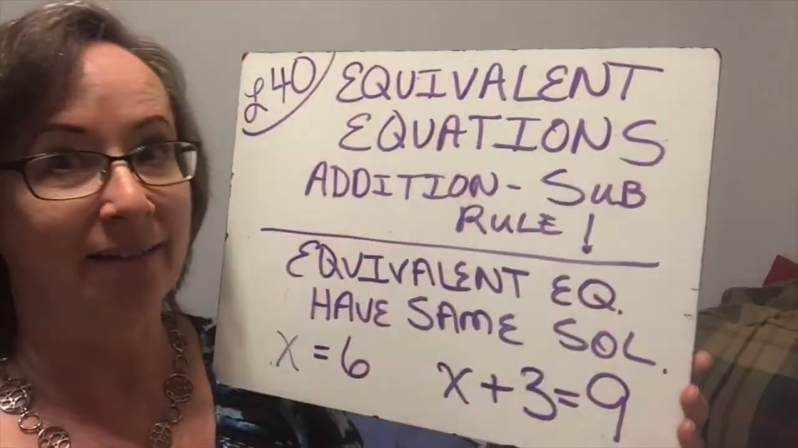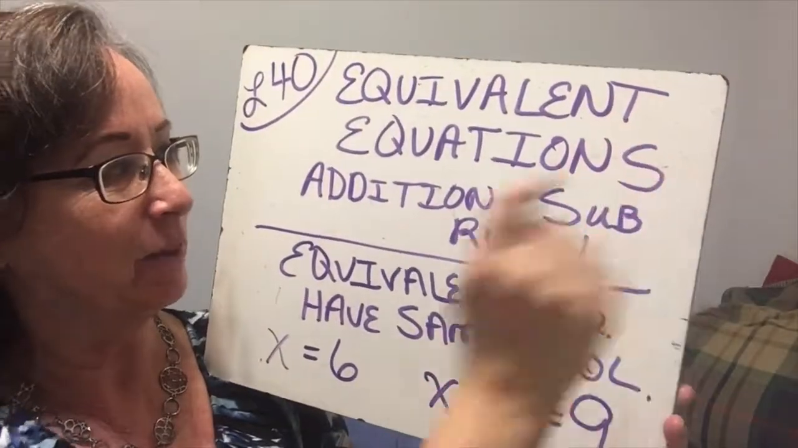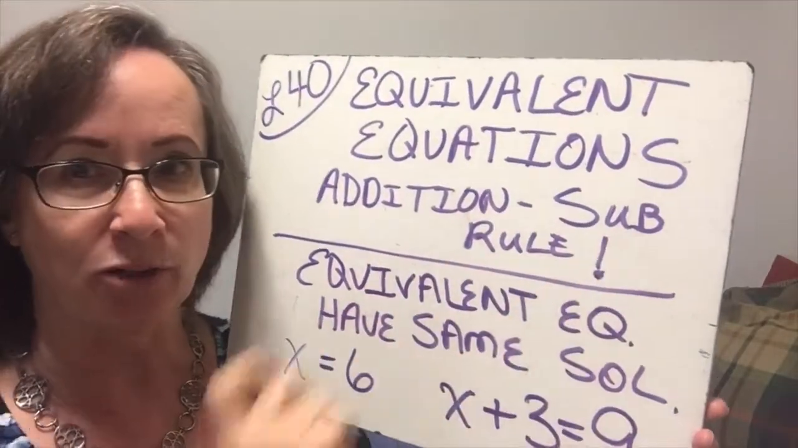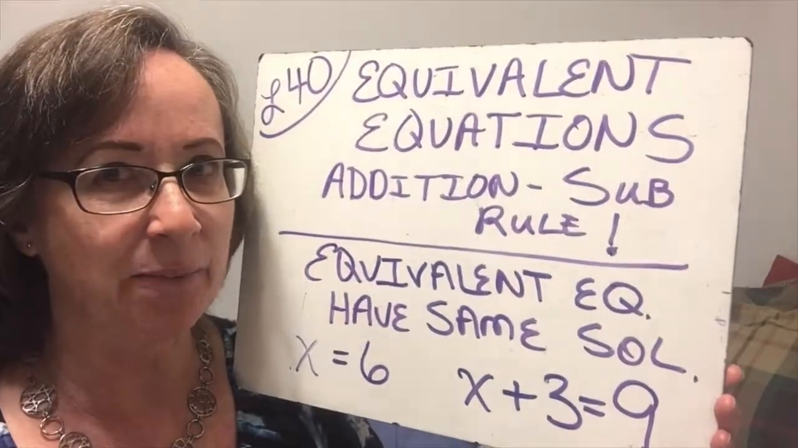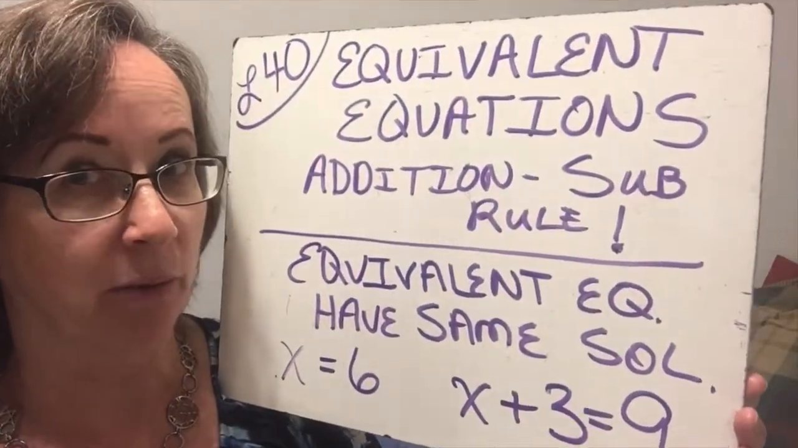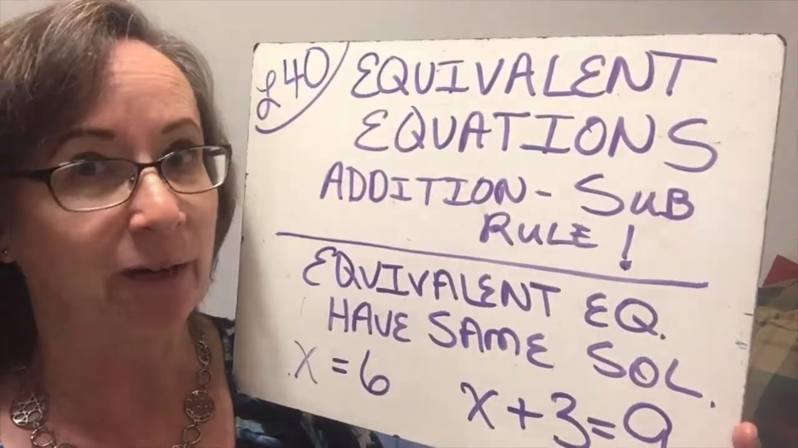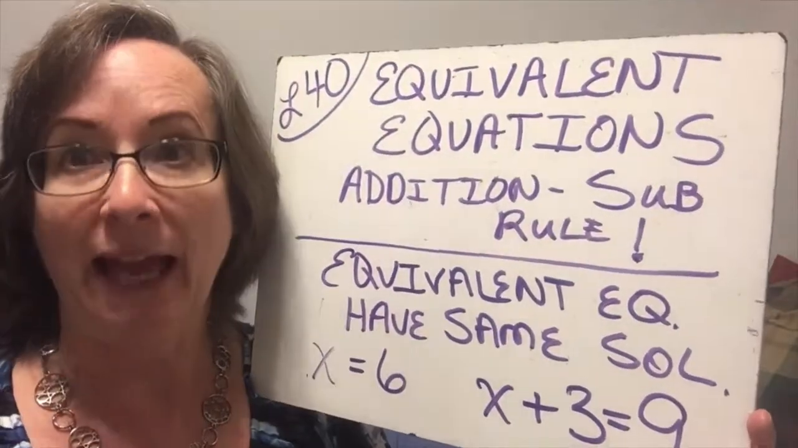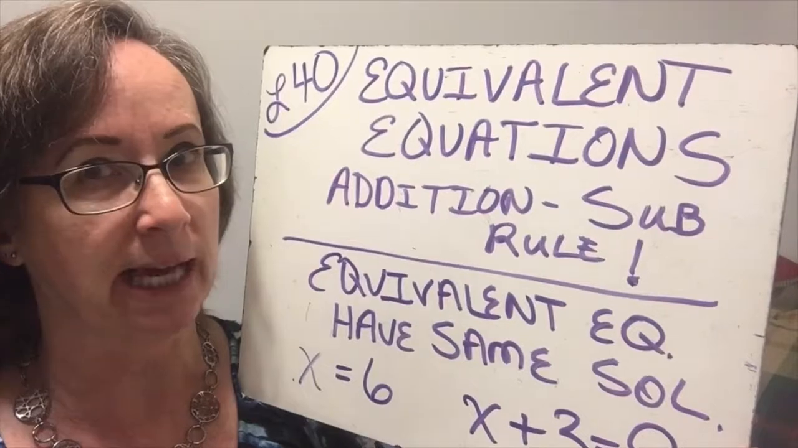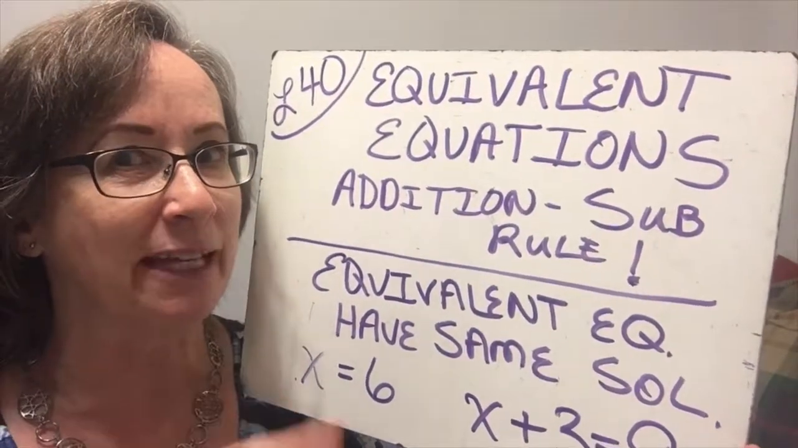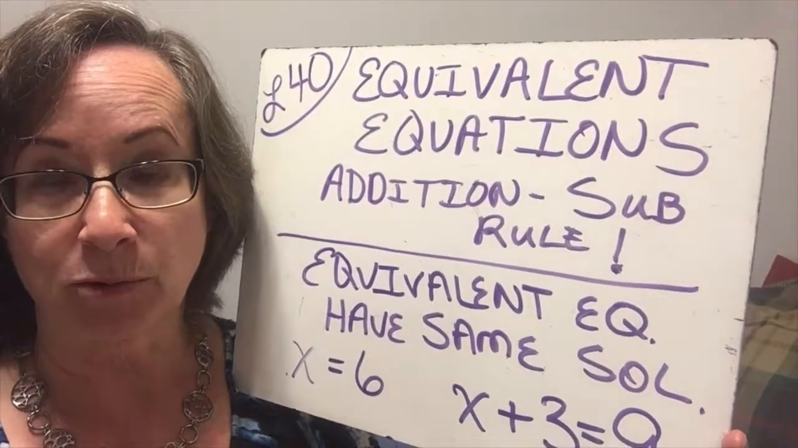Today we're talking about Lesson 40 in our blue books, and this is equivalent equations and the addition and subtraction rule. Now, the addition and subtraction rule is just the same thing as the addition property of equality that I talked about in the last lesson, and that one said that we could add or subtract the same amount from both sides of the equation. As long as we did the same thing to the left and right sides, we were okay. We were following the rules of algebra.